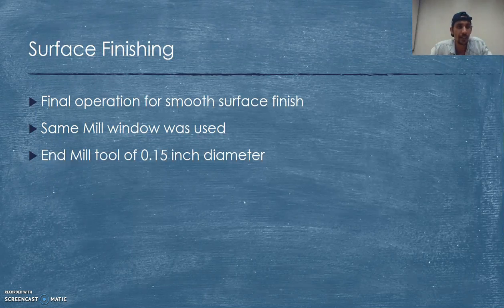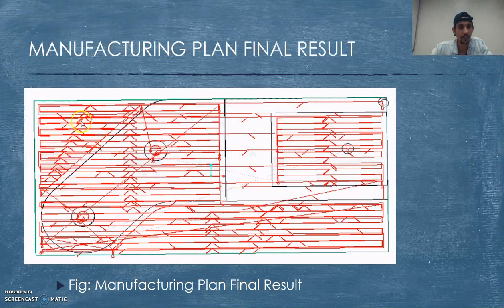The last operation was surface finishing, in order to get a smooth surface finish. The same mill window that was created in the volume milling was used in this operation as well, and the tool used was an end mill of 0.15 inch diameter. This is a picture of how it looked at the end of the operation. This is the final result of the manufacturing plan.